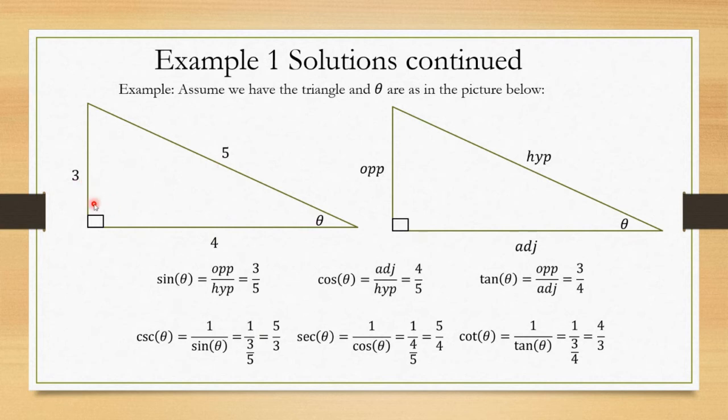So we have sine is opposite over hypotenuse, which is 3 over 5. Cosine, remember, it's SOHCAHTOA. Cosine is adjacent over hypotenuse, so that's 4 over 5. Tangent is opposite over adjacent, 3 over 4.